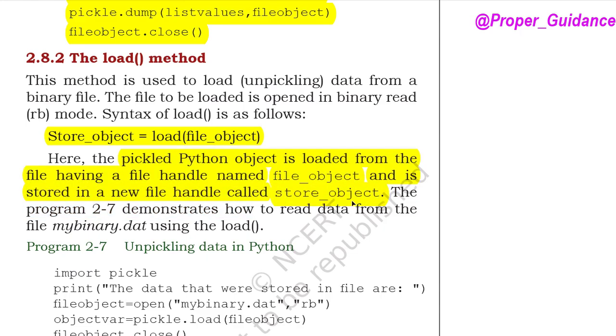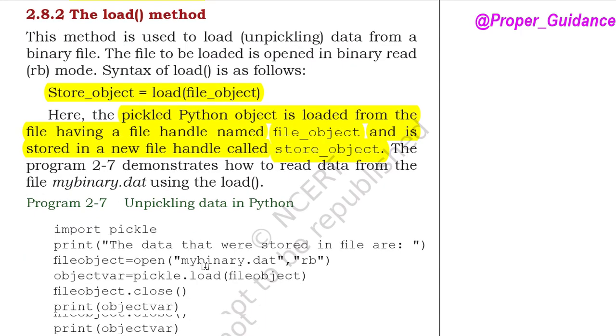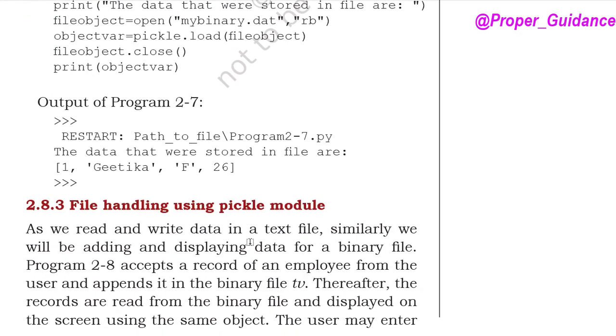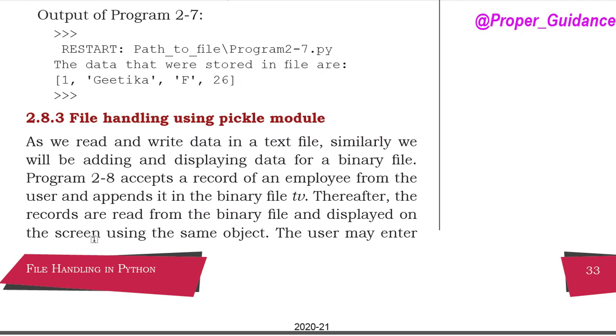The program demonstrates how to read data from the file mybinary.dat using the load. Unpickling data in Python: import pickle, print the data that was stored in the file. File object equals open mybinary.dat in rb mode, where pickle.load is used. Output of the program is this one.